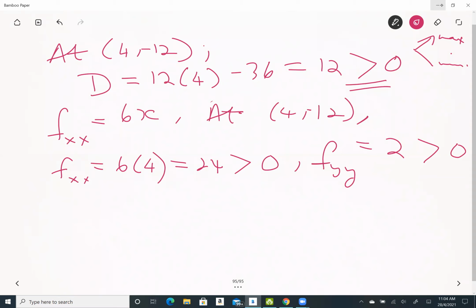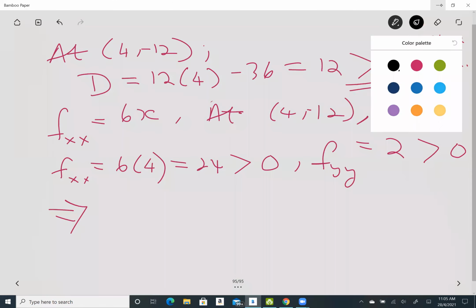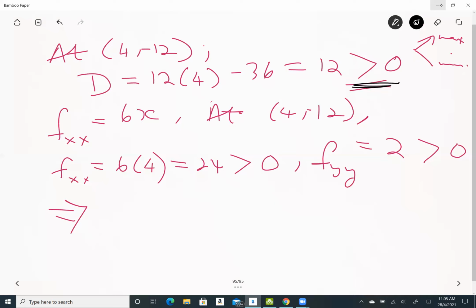All right. So therefore, what is our conclusion? Do we have a maximum or minimum? Minimum. All right. So you look at the book, the conclusion is minimum. So here, the first condition is that our D must be positive. And then you look at fxx, you look at fyy.